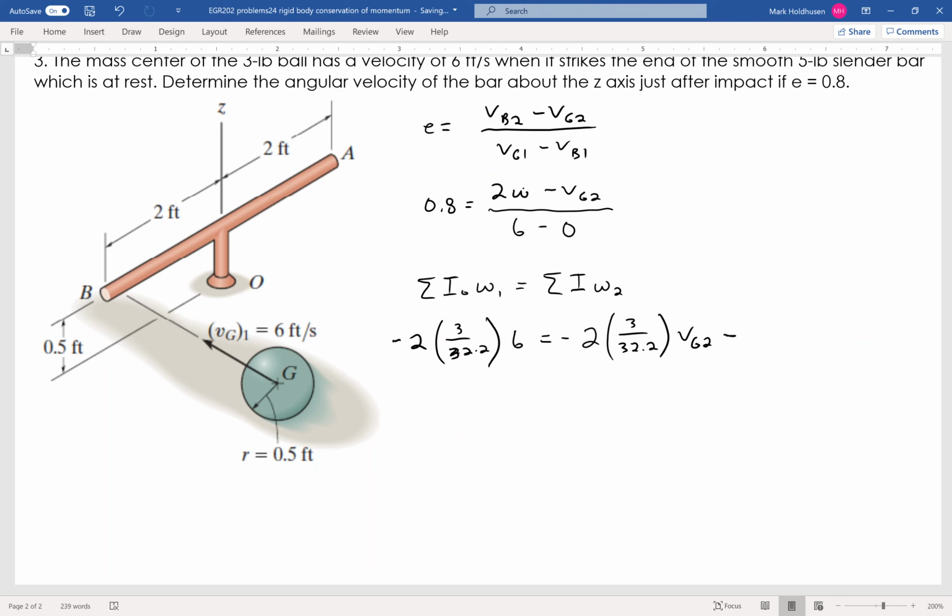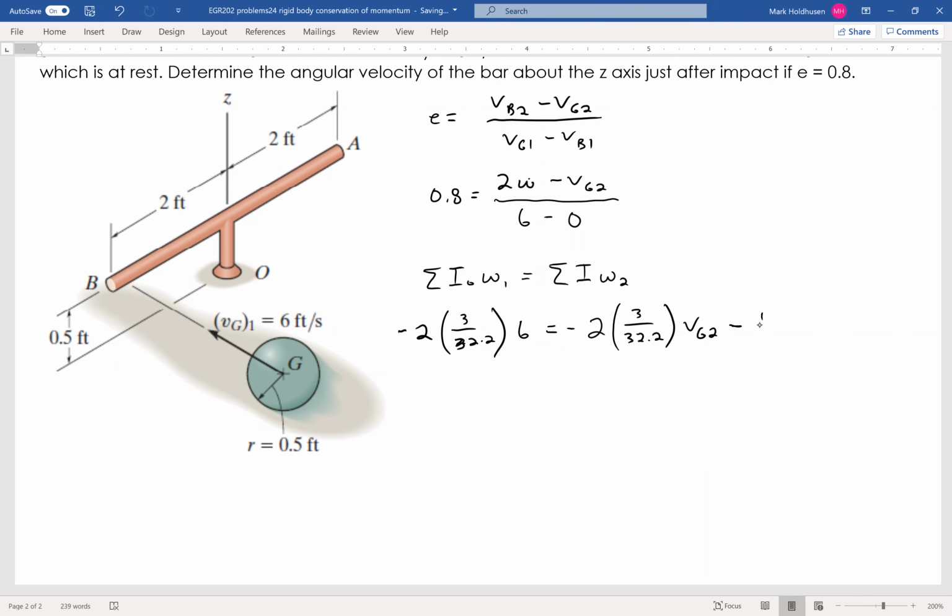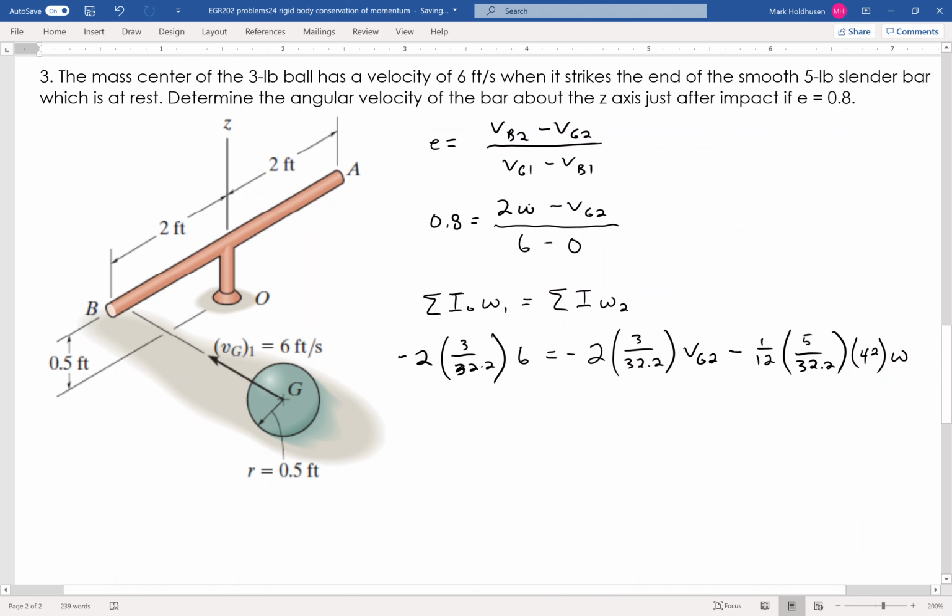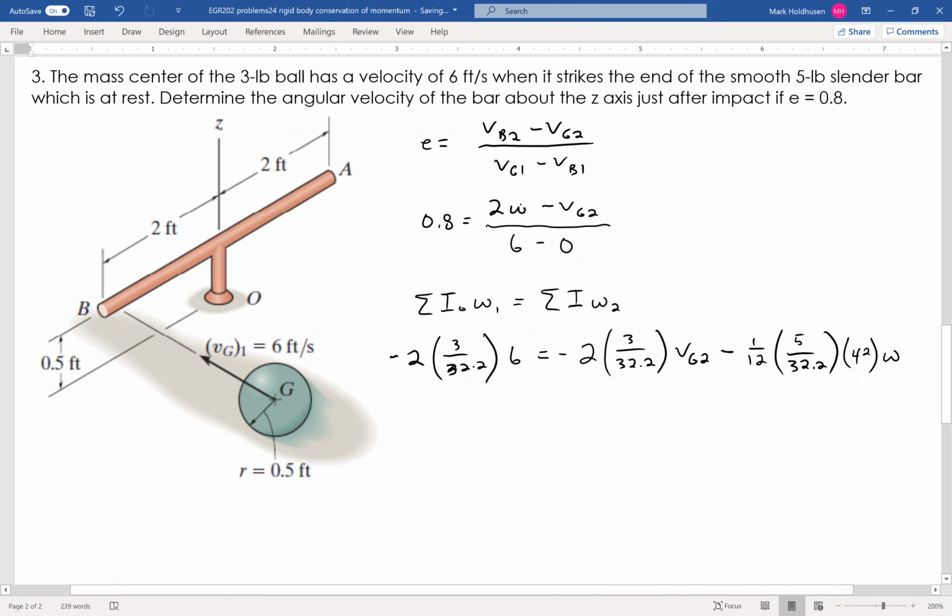The moment of inertia about the rod is 1/12 m l squared, where m is 5 pounds divided by 32.2, and L is 4, squared, and then that's times omega. So now I've got 2 equations and 2 unknowns, right? I've got the coefficient of restitution equation, and I've got conservation of angular momentum about point O for the entire system. Solving these equations, omega is 3.47 radians per second.